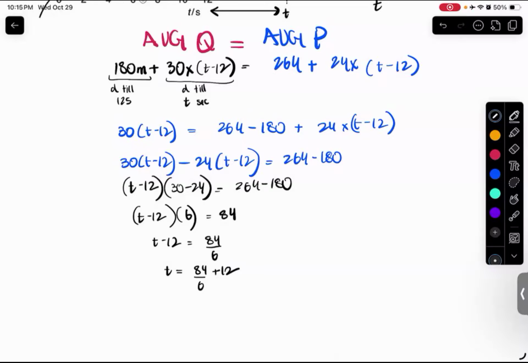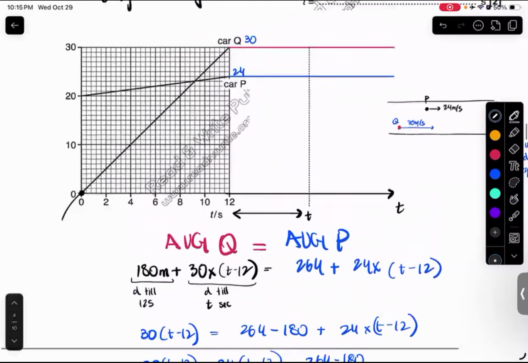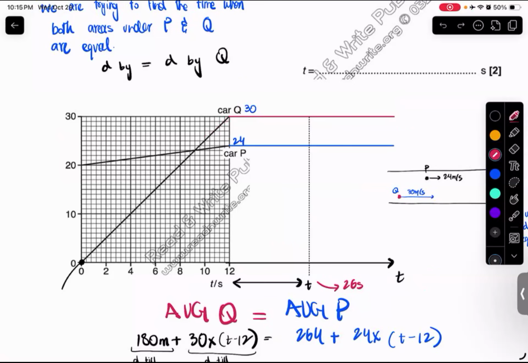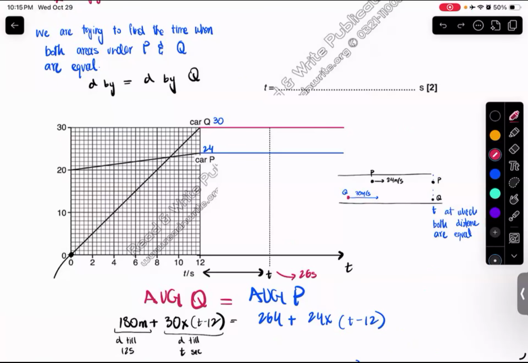Plus 12. t equals 26 seconds. And that is the answer. So that means at 26 seconds, car Q is going to overtake car P. The answer is 26 seconds.